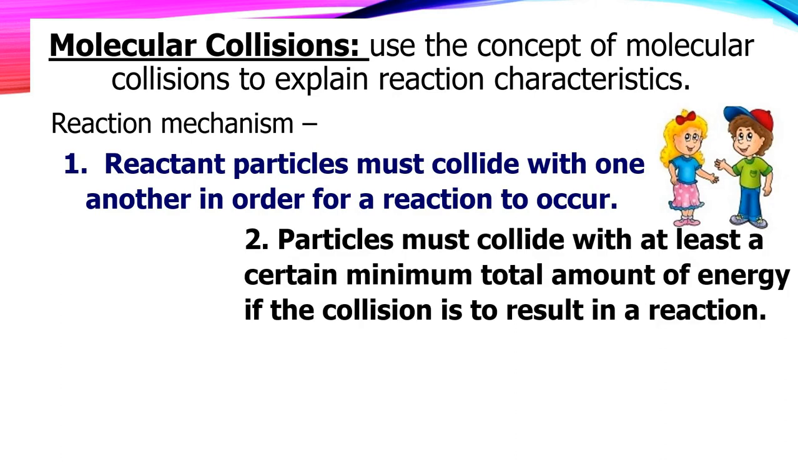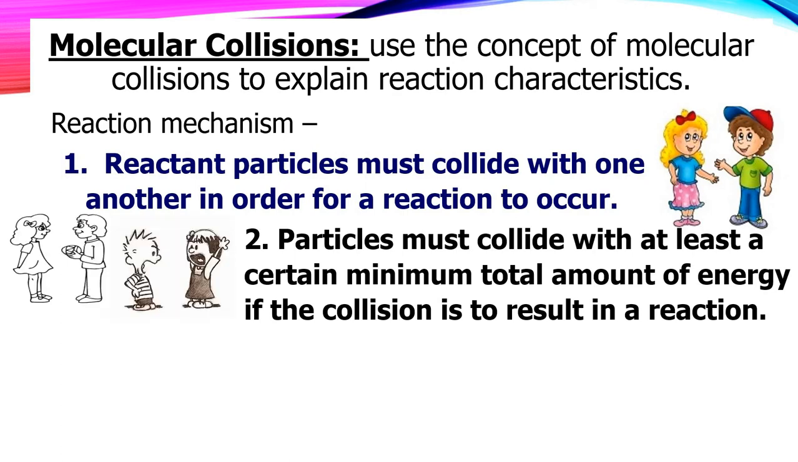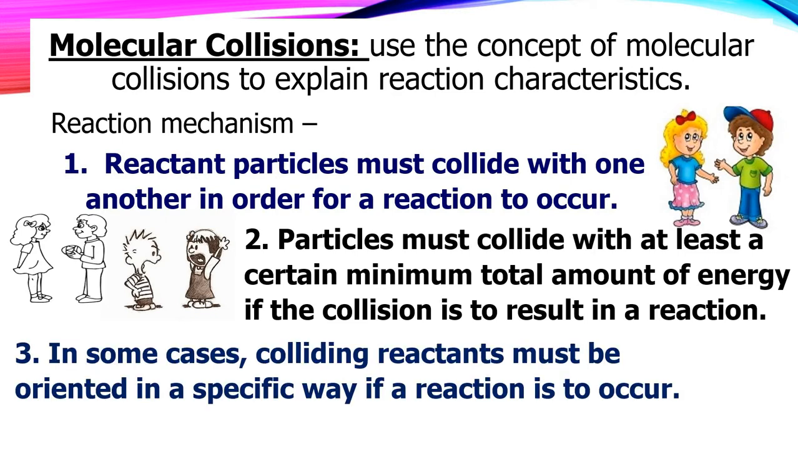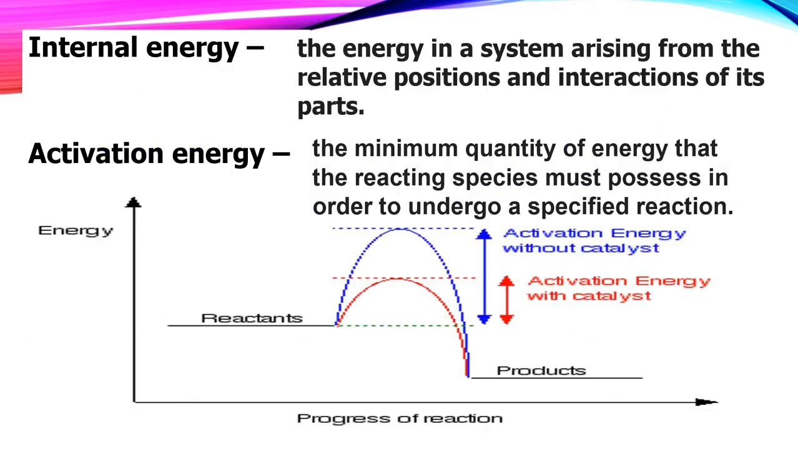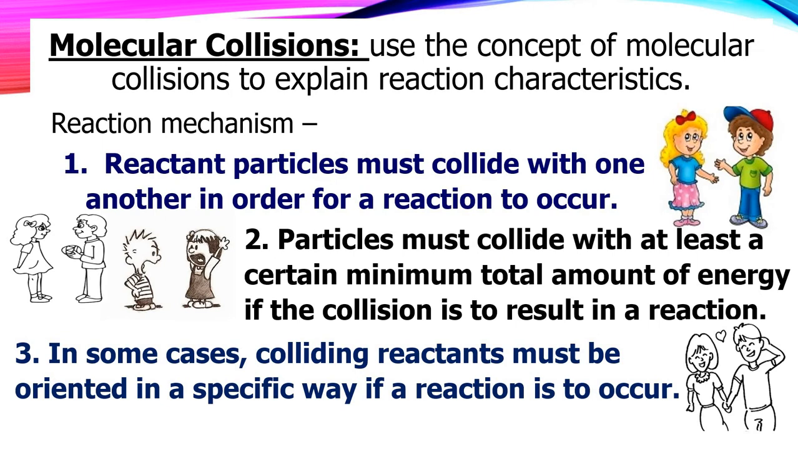Second, particles must collide with the minimum total amount of energy if the collision is going to happen. We went sort of over this with that video. I'm just reviewing what we did. In some cases, colliding reactants must be oriented in a specific way if a reaction is going to take place. Sometimes it doesn't matter. If I have a chlorine and a chlorine, it doesn't matter what chlorine I bump into. But if I have a hydrogen and a chlorine and something else is trying to react with the chlorine, if it bumps into the hydrogen side, it's not going to do anything. It has to bump into the chlorine side.